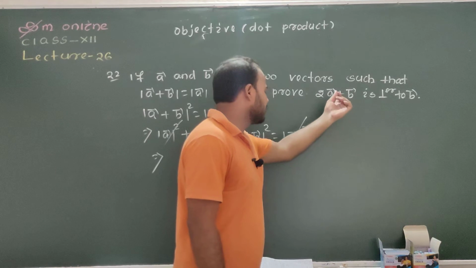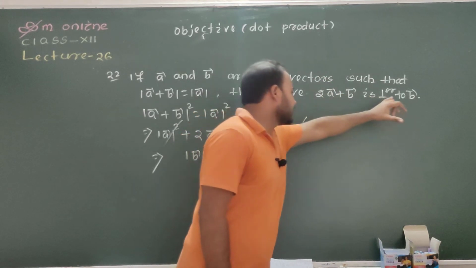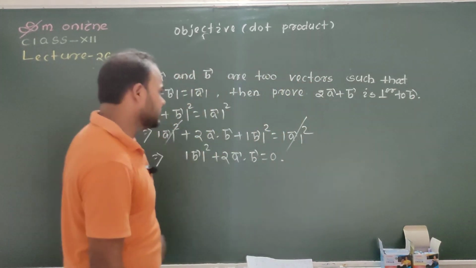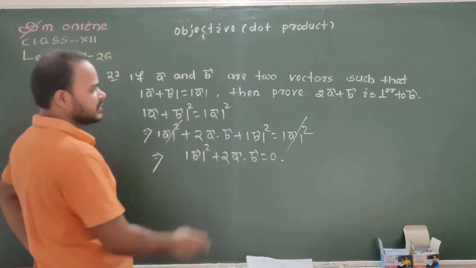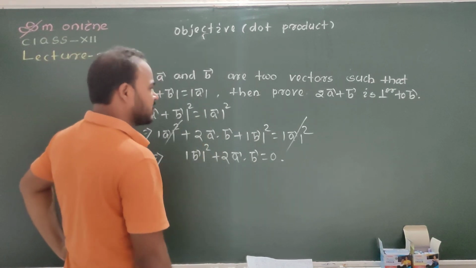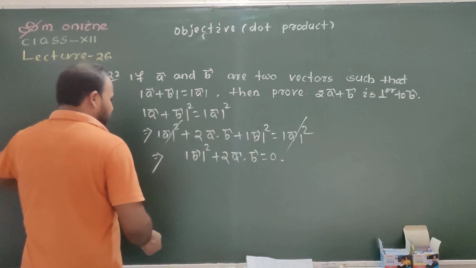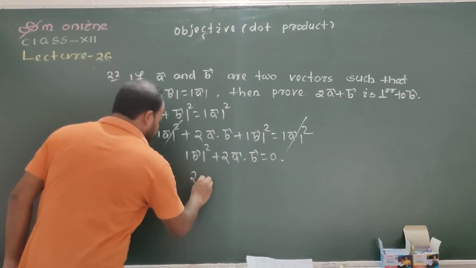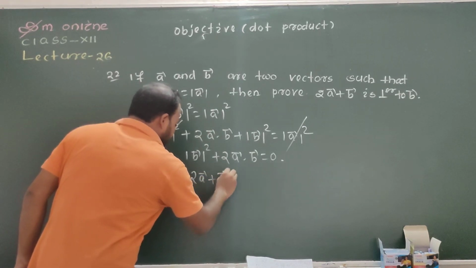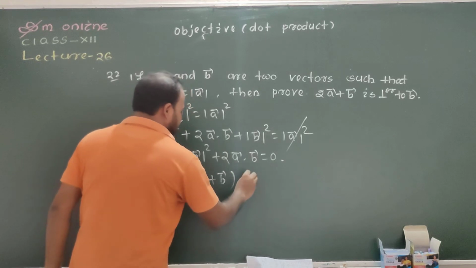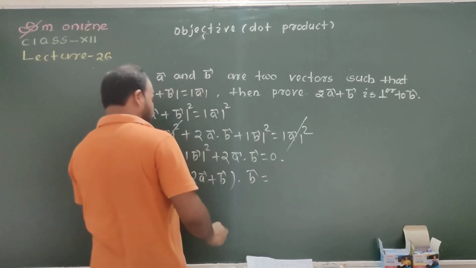This means the scalar product of this vector and this vector is always 0. That's why I call 2 into vector A plus vector B perpendicular to vector B. So now find its value, that is 2 into vector A plus vector B dot vector B.